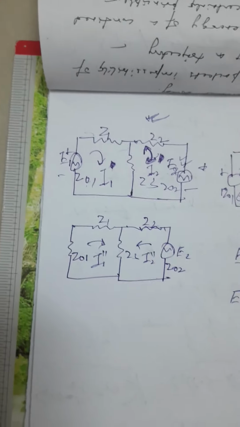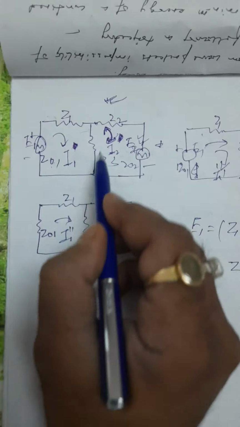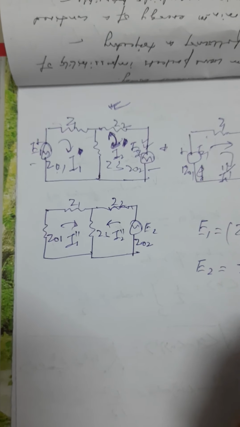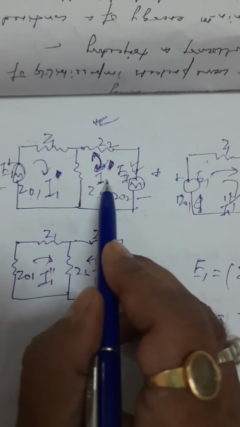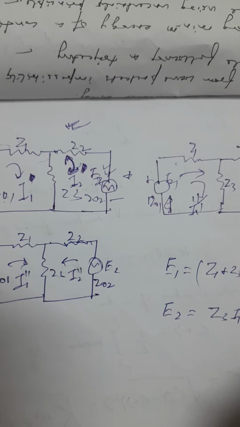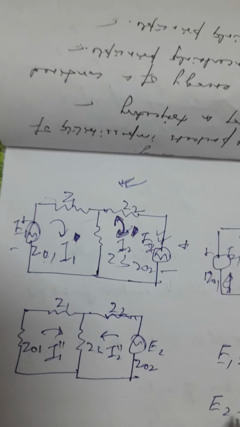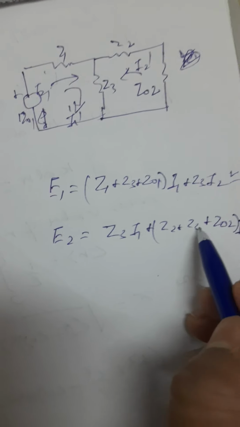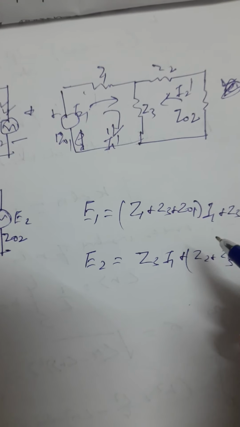While writing this particular equation, we consider the first mesh, so E1 is equal to (Z1 plus Z3 plus Z01) I1 plus Z3 I2. Further, for the second loop, we have E2 equal to Z3 I1 plus (Z2 plus Z3 plus Z02) I2. So these are the two equations.